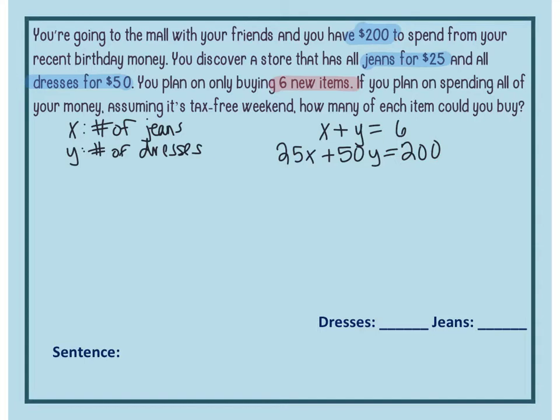Now guys, I used X and Y not because of anything else besides the fact that I noticed that with different letters, sometimes I didn't like the S's, okay? So I'm using X and Y if they don't tell me what variable to use. So each jean costs $25. So 25 times the number of jeans plus 50 times the number of dresses is going to equal $200.